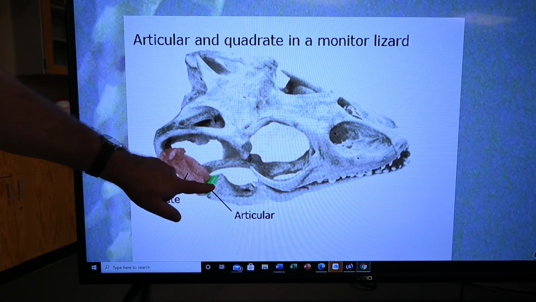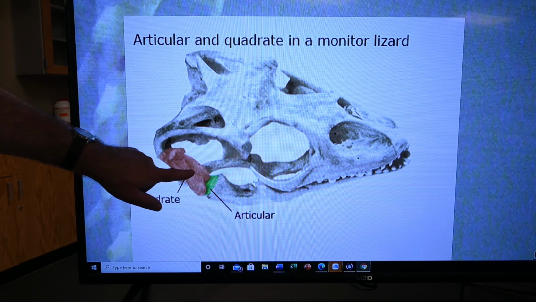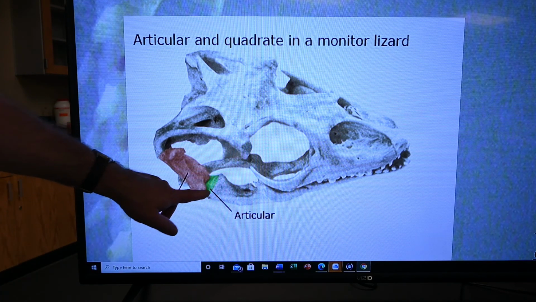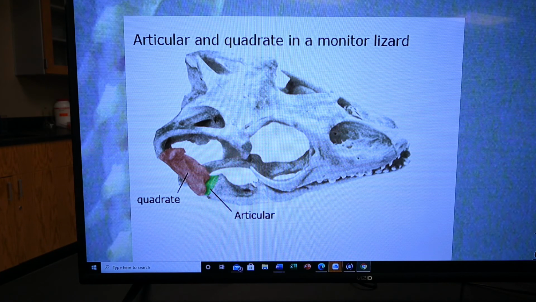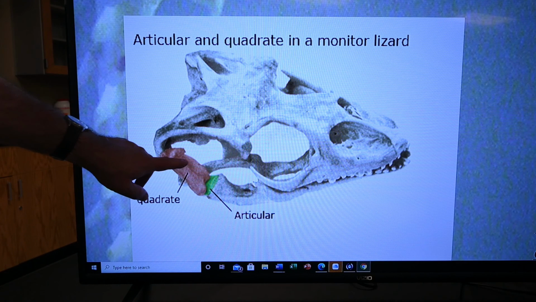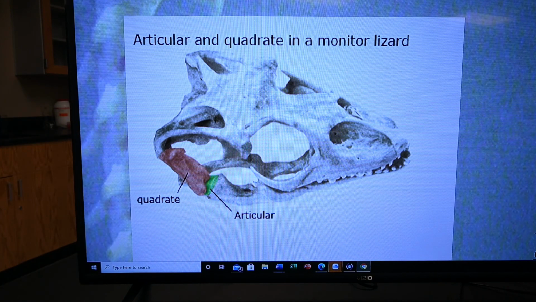So our lower jaw connection is between the articular cartilage or bone and the quadrate bone in there. Part of Meckel's cartilage, part of palatal-quadrate involved there. And this picture right here is of that same lizard skull we saw earlier, the monitor lizard.